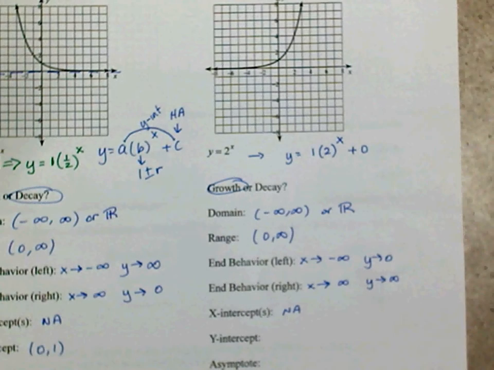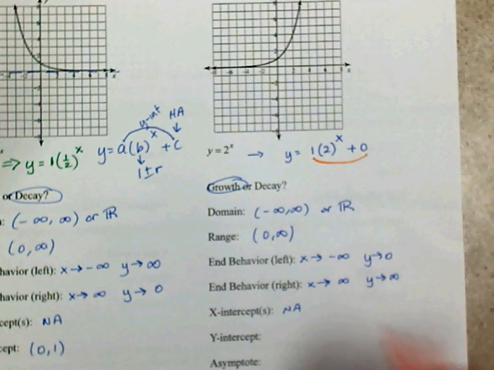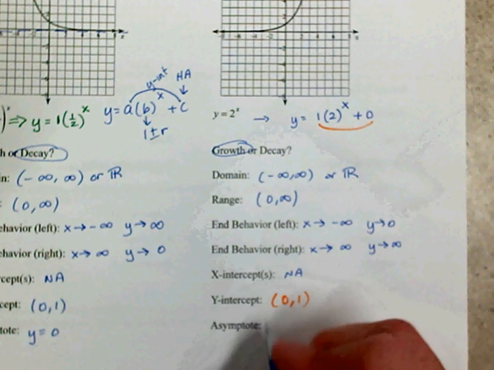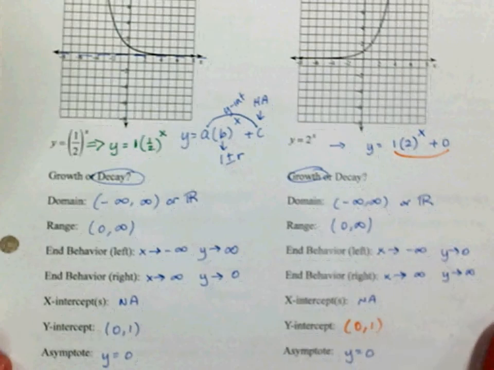Let me see if I can find a pen. Where's my pen? Orange will work. Add those together. 1 plus 0 is 1. So your y-intercept is (0, 1). Your asymptote is y equals 0. And there you have number 1 and 2. Okay?